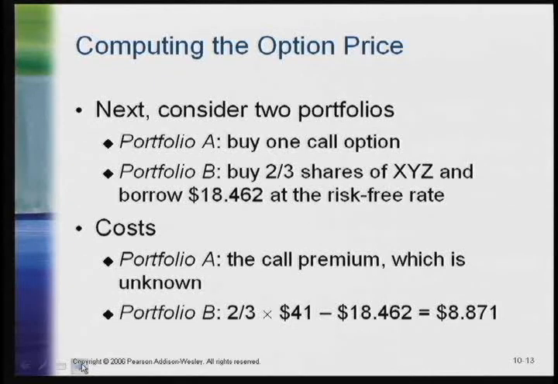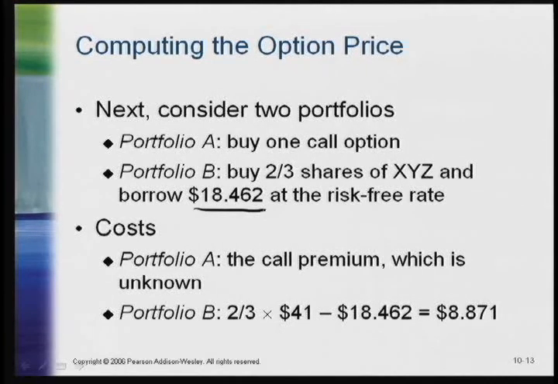Now again, we're going to look at two portfolios. Replication always involves looking at two portfolios and determining that they have the same value at maturity. So in portfolio A, we're going to just go long a call option. Portfolio B, we're going to buy 2/3 of a share of the stock, and we're going to short, or borrow, $18.46 at the risk-free rate. Now, where does $18.46 come from, and where does the 2/3 come from, we'll see in a subsequent module. But let's just take it as it is.